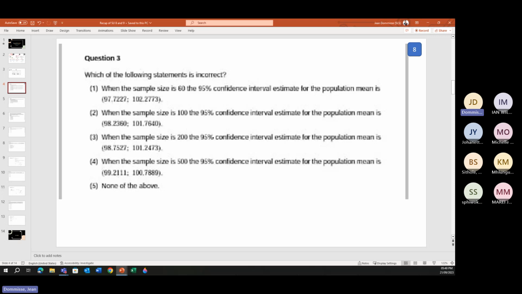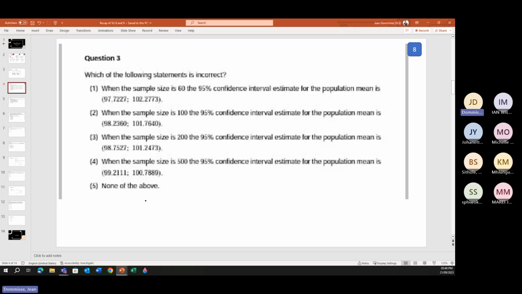I was hoping it's a bit clearer, but basically what it says is, which of the following statements is incorrect? Then basically every time we get, when the sample size is 60, 95% confidence interval estimate for a population mean is this. When the sample size is 100, we get it. When the sample size is 200, when the sample size is 500, and then none of the above.